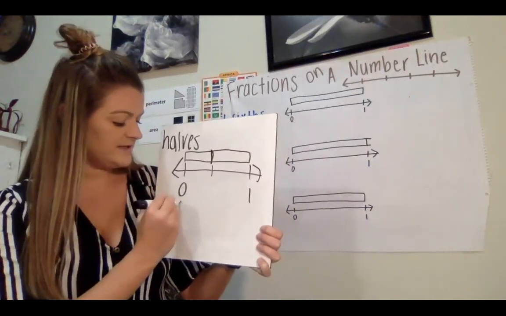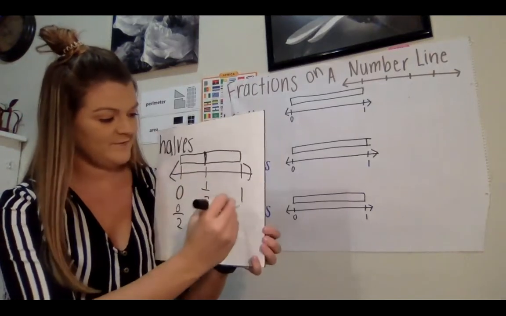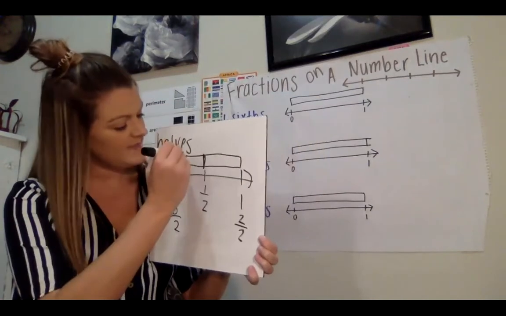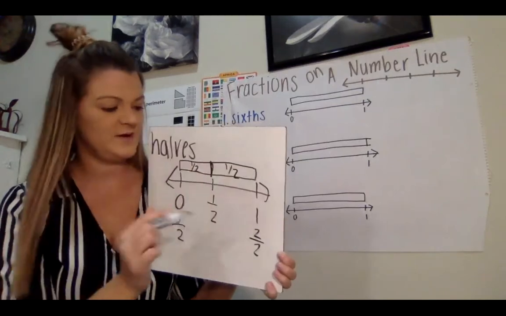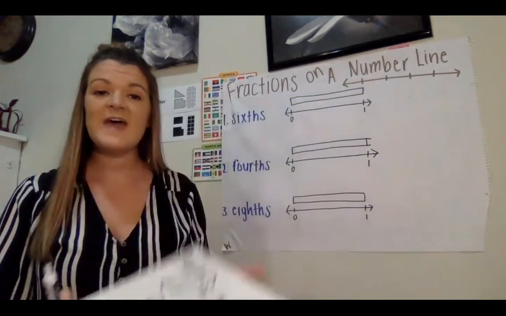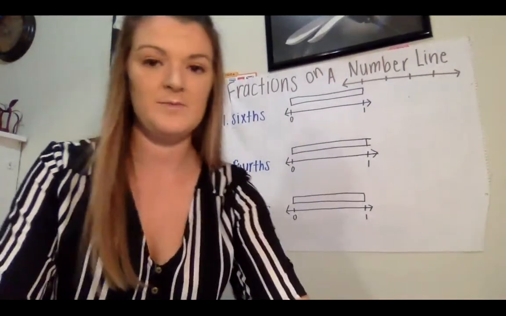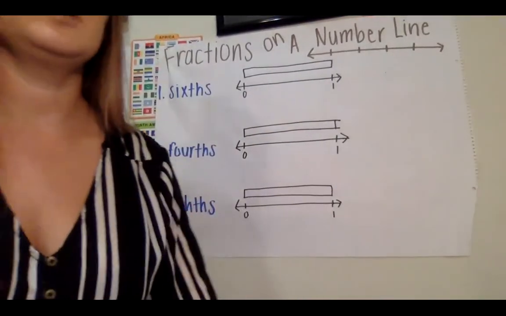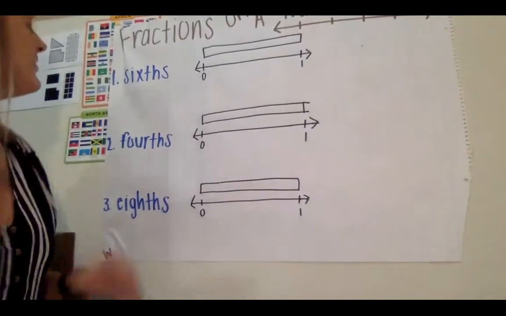I know 0 is the same thing as 0 halves, 1 half, and 1 whole is equal to 2 halves. And then I can label each unit fraction 1 half, 1 half, because I know 1 half plus 1 half makes a whole. So with that in mind, let's look at some of these examples on our anchor chart behind me. I'm going to bring the camera closer so that you guys can hopefully see a little bit better. And let's go ahead and go through these.